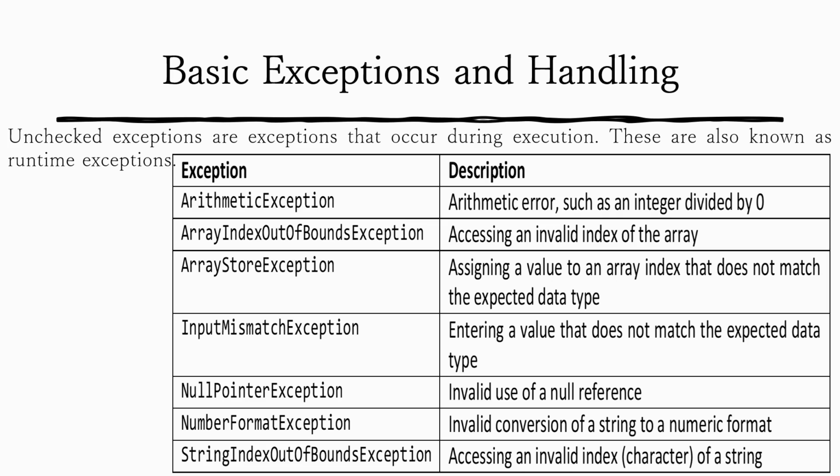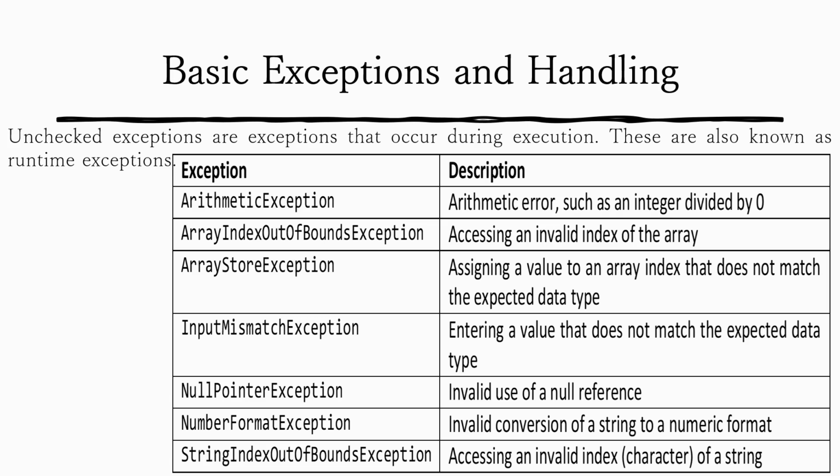Command number 3, ArrayStoreException. This command is defined as assigning a value to an array index that does not match the expected data type. Command number 4, InputMismatchException. This command is defined as entering a value that does not match the expected data type. Command number 5, NullPointerException. This command is defined as invalid use of a null reference.